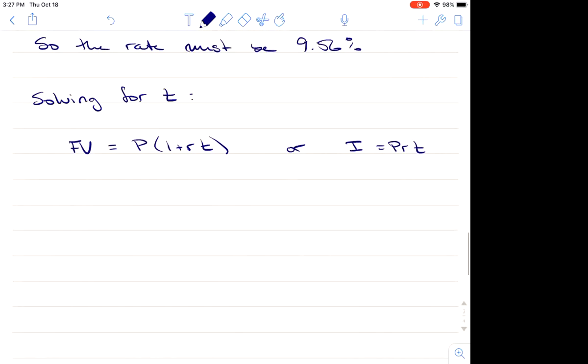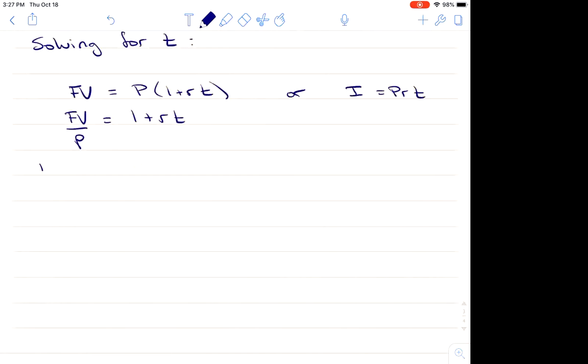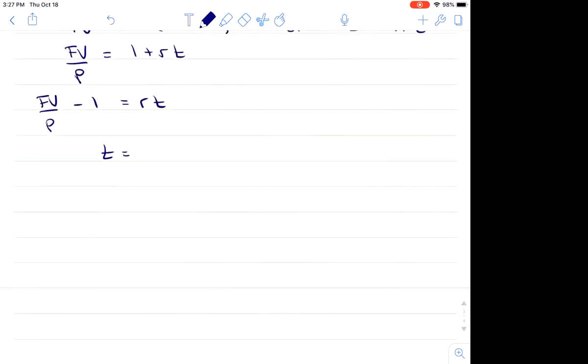Okay. So very similar situation to what we had for R, right? So let's use the first one to solve for t now. So we have to divide both sides by P, 1 plus rt. Subtract 1 from both sides, so we get future value over P minus 1 is r times t. And then to solve for t, we have to divide both sides by r, future value over P minus 1 over r.